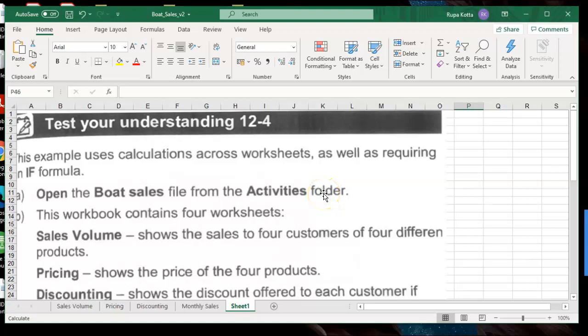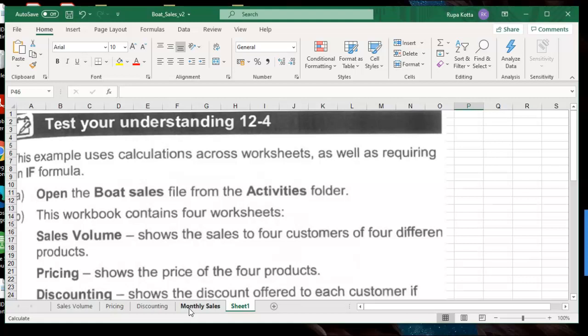Okay everyone, this is task 12-4, which is also dealing with the IF function. Let's take a look at this. This example uses calculations across worksheets. You can see here you have different worksheets, so I'll be using calculations from across worksheets to fill up one particular sheet.